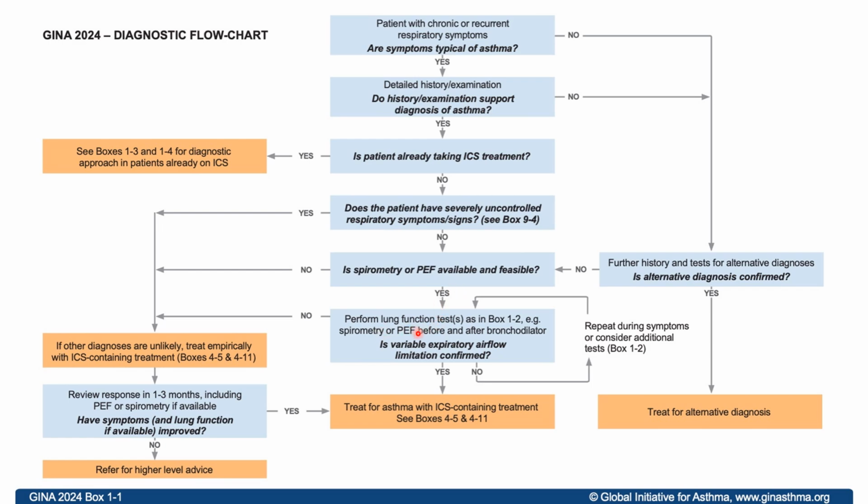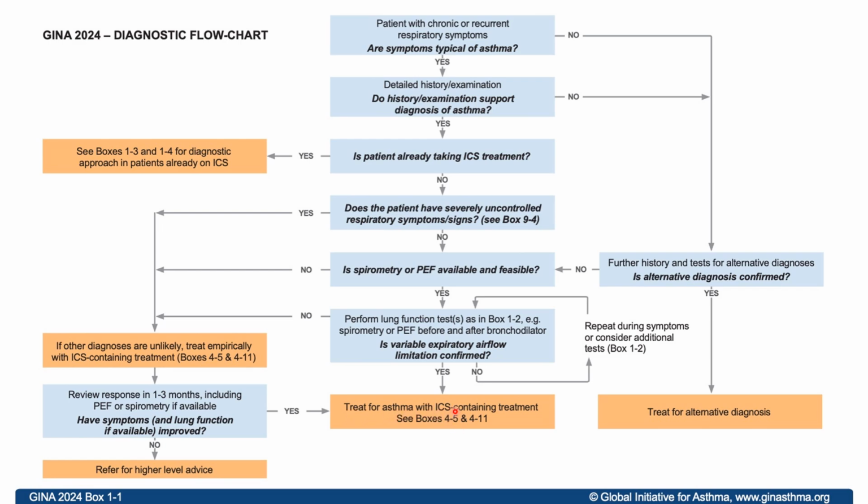For the lung function test, you'll be confirming airflow limitation. If there is airflow limitation, the spirometry will record a ratio between FEV1 and FVC of less than 70. The next thing is you give a bronchodilator to confirm reversibility. If it is reversible, then you are treating asthma. If it is irreversible, then you're treating COPD. Then you make sure you treat with ICS-containing treatment.